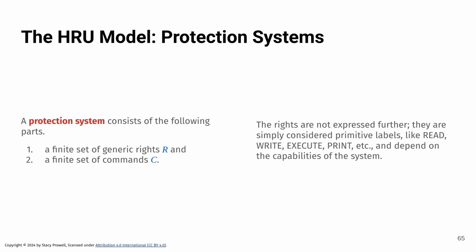Now, here we go. In the HRU model, a protection system consists of two things: a finite set of rights and a finite set of commands. So I can have any commands I want. I can have any rights that I want, right? The rights don't have any semantics in this system. They're just tokens, right? They may have meaning to me, like read or write, but within the HRU system, they're just undigested tokens. But I can have any commands that I want, and I can build those commands out of those 6 primitive operations.